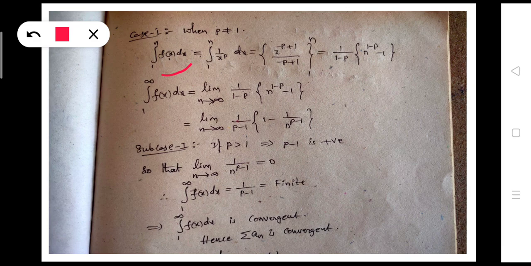Therefore, integral 1 to infinity f of x dx is equal to the limit as n tends to infinity of 1 by 1 minus p into n power 1 minus p minus 1. This is also written as the limit of 1 by p minus 1, taking minus common from all terms, into minus of minus 1 plus 1, and n power 1 minus p is written as minus of 1 by n power p minus 1.